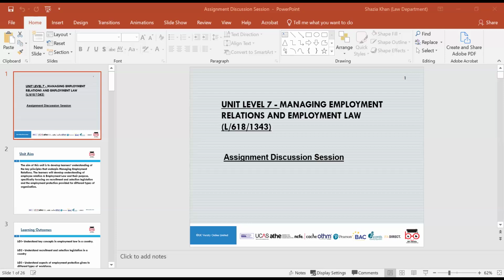So the next one we looked at was learning outcome 3. Within learning outcome 3, we looked at understanding aspects of employment protection given to different types of workforce. So we looked at employment protection legislation, which is referred to as EPL, and the importance of this and why it's needed within an organisation. We looked at employment protection legislation indexed by the OECD and what this index deals with. We looked at 3.1, which was to analyse the legislative and procedural protection that exists for workers.